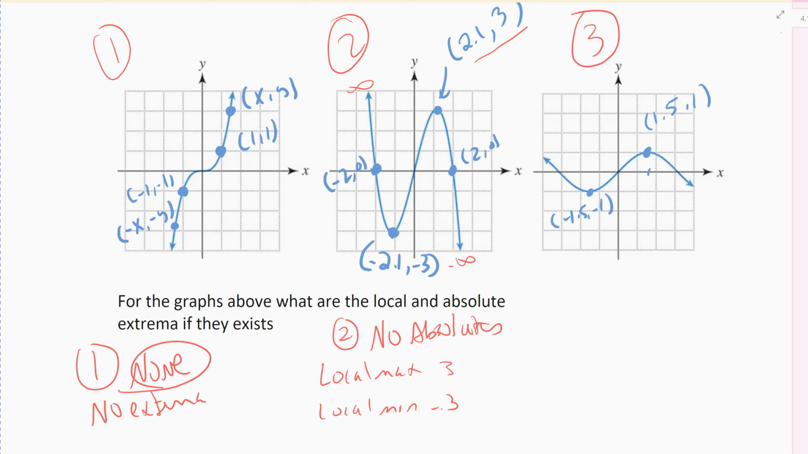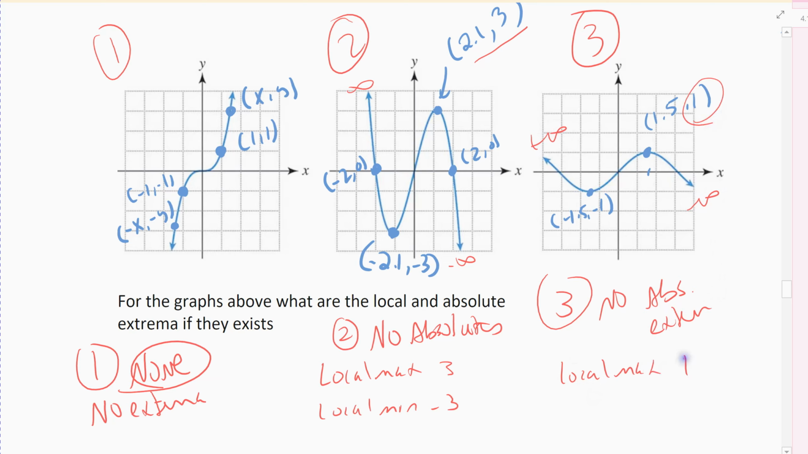The same thing is going to happen in graph 3. No absolute extrema, because I'm shooting off to negative infinity and positive infinity. But I do have local extrema. I have a local max of 1 and a local min of negative 1. Again, due to the nature of odd symmetry, that's what happens with local maxes and mins. They have a local max and min on opposite sides. So if I've got a maximum of 2 and it's odd symmetry, I should have a minimum of negative 2, with the way odd symmetry works.